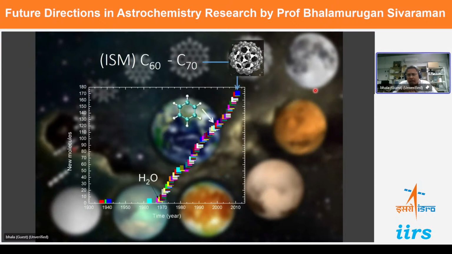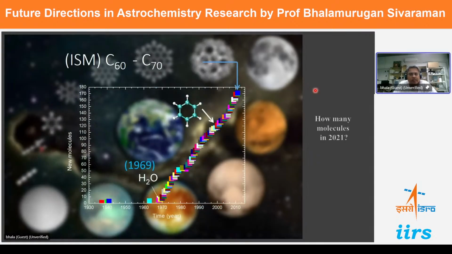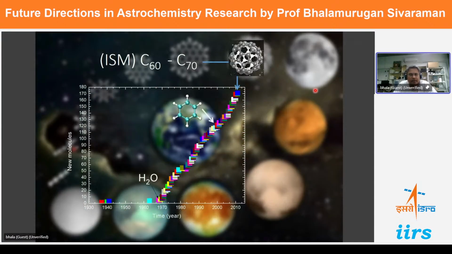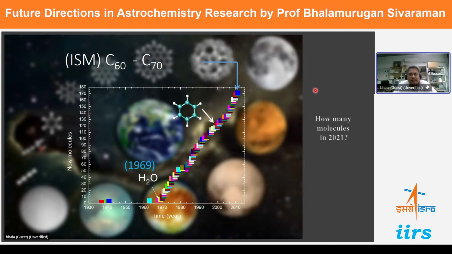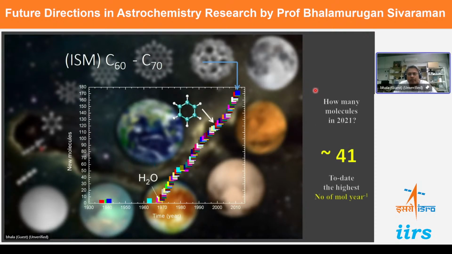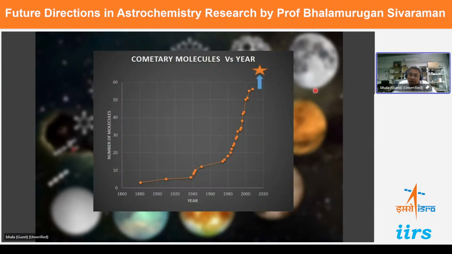So we are in need of many laboratories, many researchers who can take up this area of research and try to solve the problem of how these molecules could have come to be in space. They said in 2010 they found the big molecules, C60s and C70s, but in the year 2021, astronomers have reported nearly 41 molecules to be present. This is quite a lot.